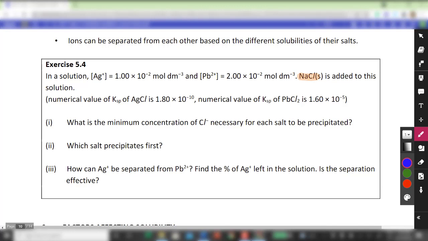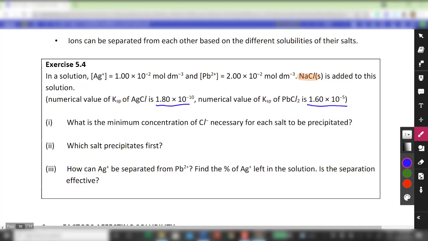So the value is 1.80 times 10 to the power minus 10 and 1.60 times 10 to the power of minus 5. You'll notice that the first part of the question is asking you what is the minimum chloride concentration necessary for each salt to be precipitated out. To position the question in a slightly different way, actually, they are asking you which salt is more insoluble.